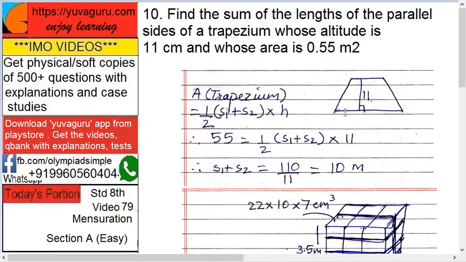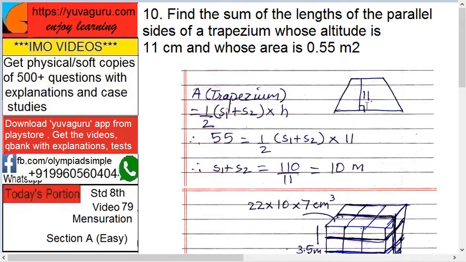This is the trapezium where two sides are parallel and the remaining two sides either are congruent or not congruent. If they are congruent, then it's called a regular trapezium. If they are not congruent, then it's called a normal trapezium. So what is given? We have to find the sum of the sides, S1 plus S2, and this H is given and the area is given.